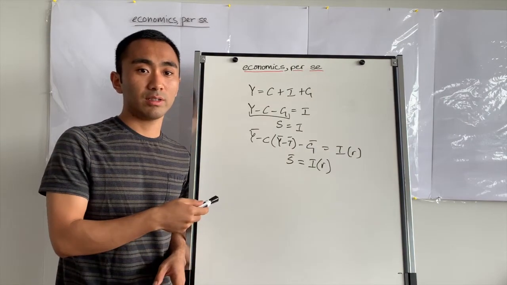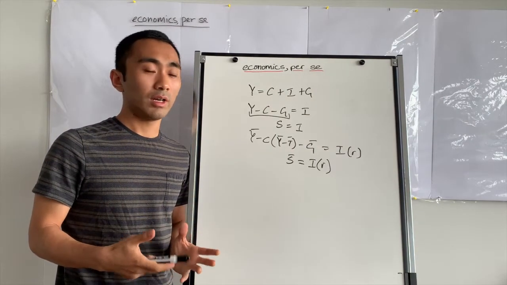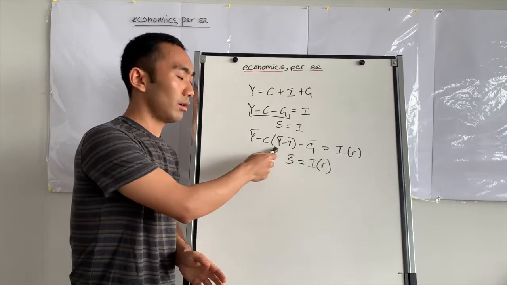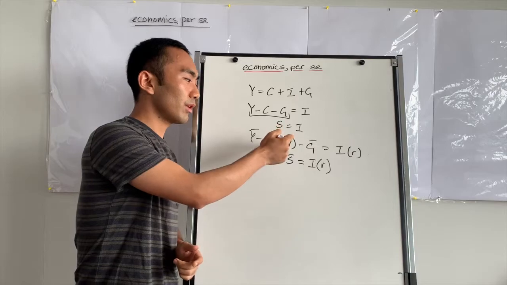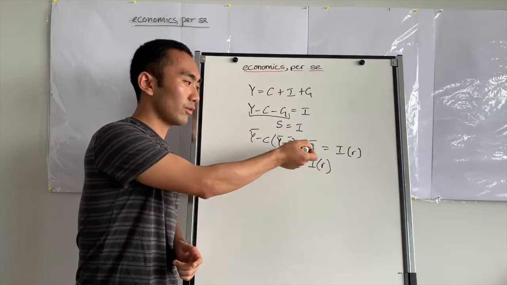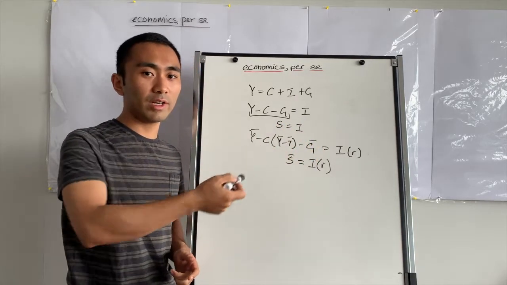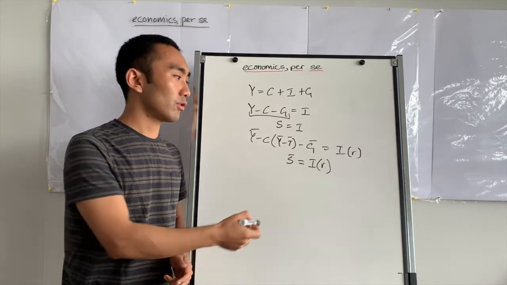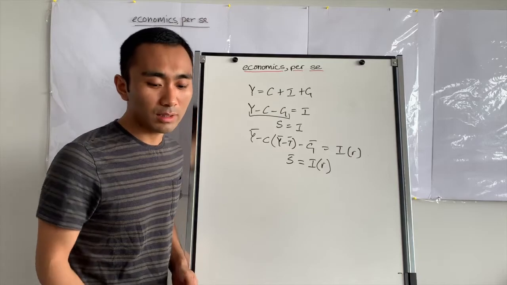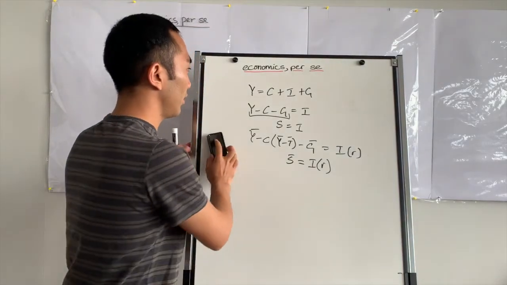The left-hand side of this shows that savings depends on income and on fiscal policy, because G and T also play an effect here. And the right-hand side shows us that investment depends on the interest rate. Now let's try to draw a graph here.